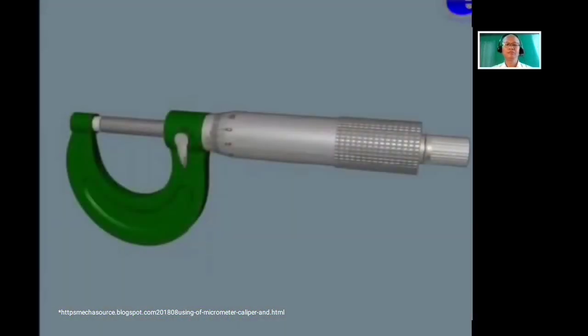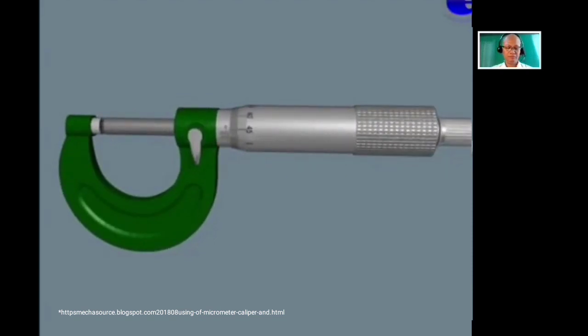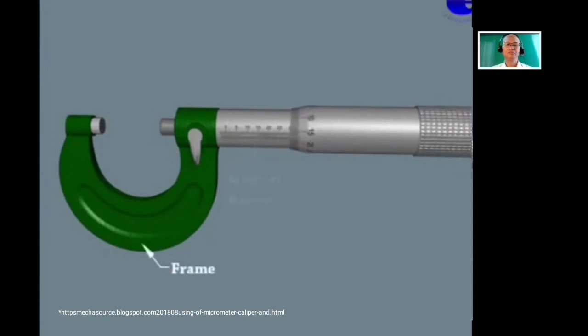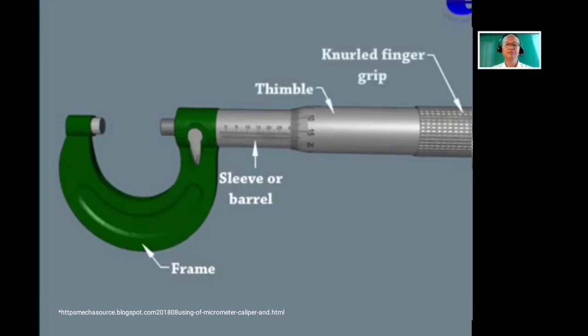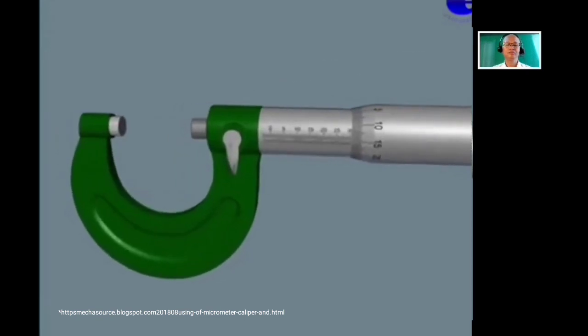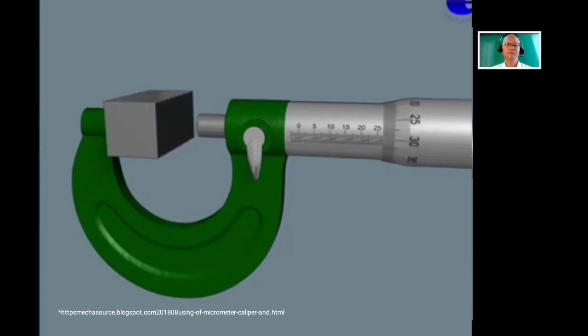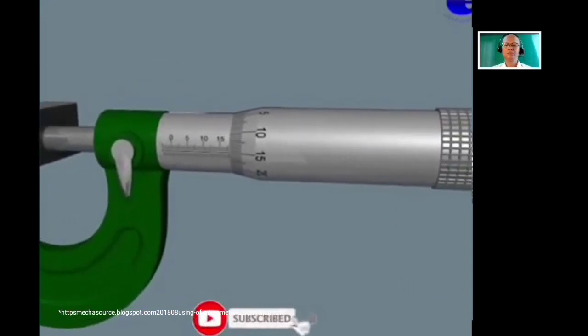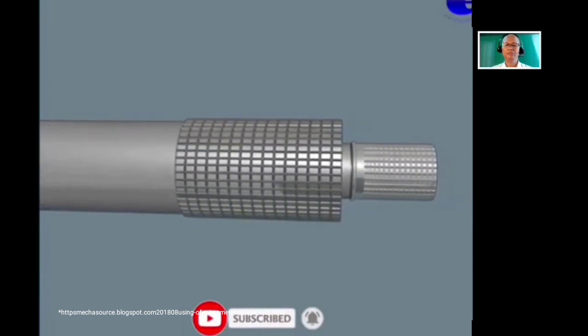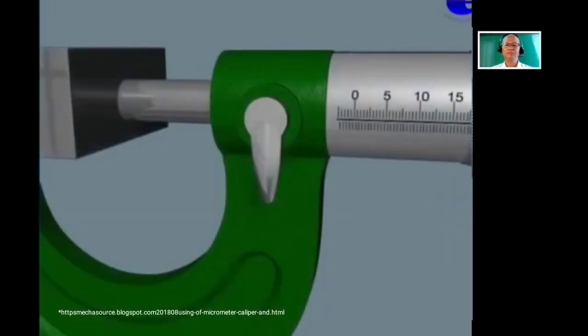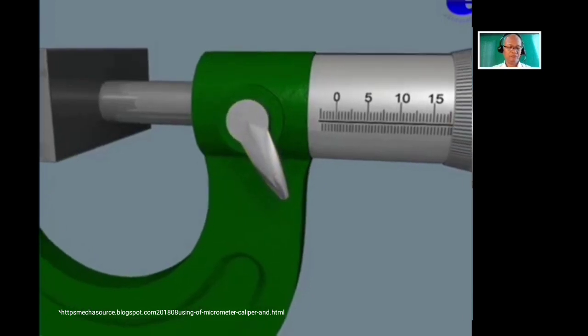Application of outside micrometer. Let us see the application of outside micrometer. Here we take micrometer. The main parts of micrometer are as follows: frame, sleeve or barrel, thimble and knurled finger grip. Now we are going to see how to measure the component. Here we take a component, place the component between the anvil and spindle. Spin the ratchet until the spindle meets the object. Verify both the anvil and spindle is touching the object evenly. Set the thimble lock while the micrometer is still on the object. Lock position. Note the reading of micrometer.